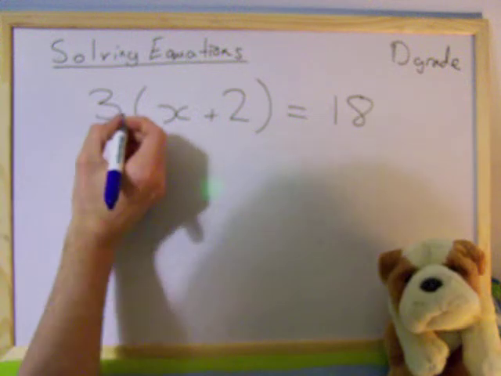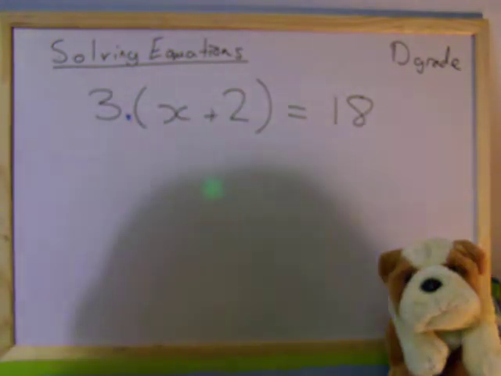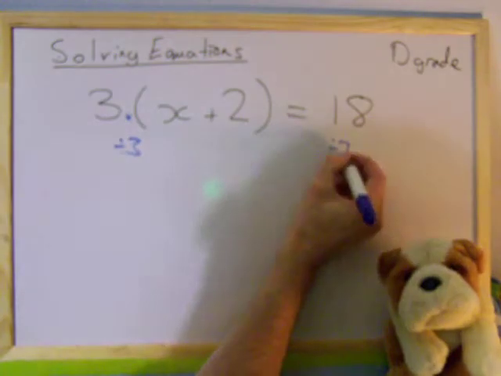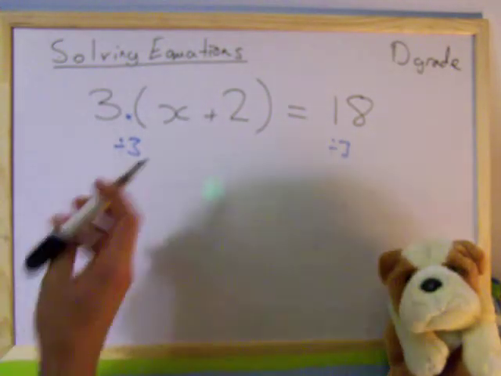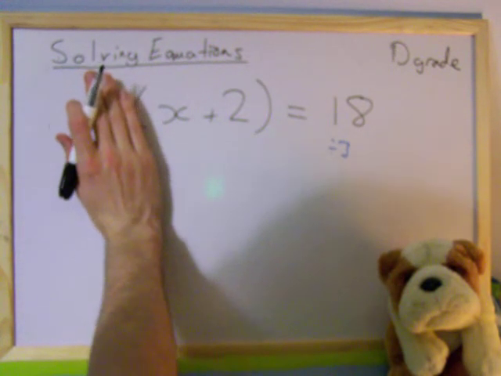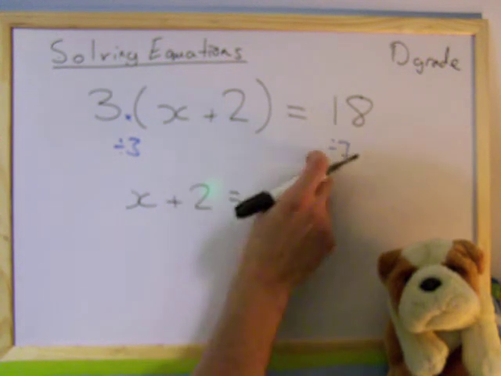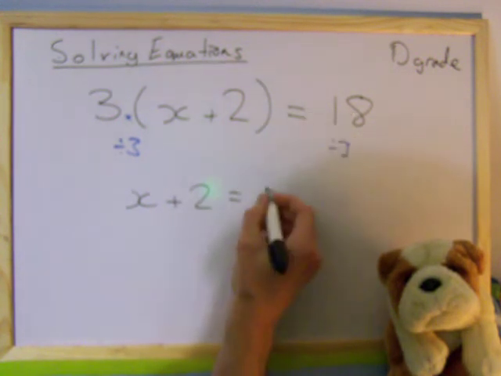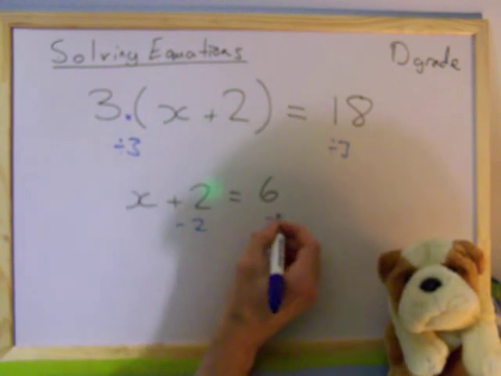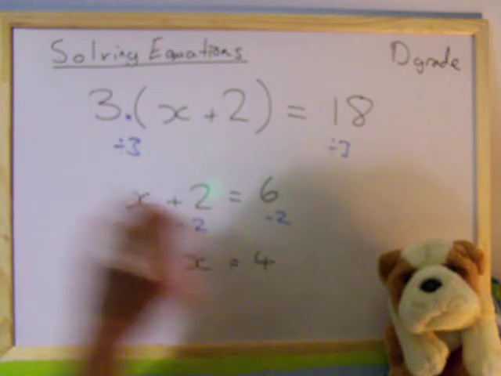So what I'm going to do is if I've got 3 times something here, which is what that means, I'm going to divide by 3. That's going to cancel that 3 on the outside of the bracket. Okay, if I divide both sides by 3, I've now not got 3 of the brackets, I've just got one of the brackets, in which case I've only got x plus 2. So now I've got x plus 2 equals 18 divided by 3 equals 6. Okay, and then if x plus 2 equals 6, take 2 from both sides, and x equals 4.